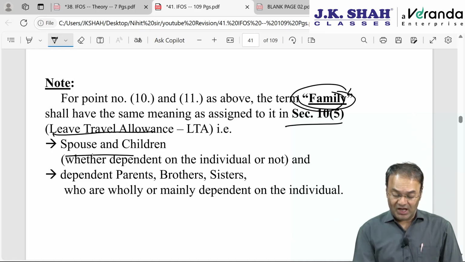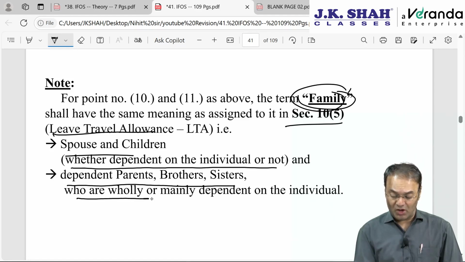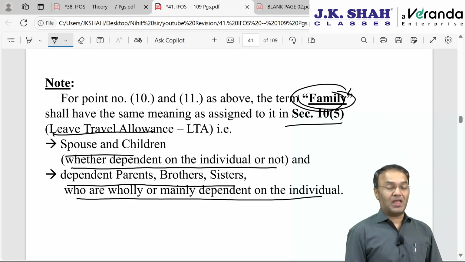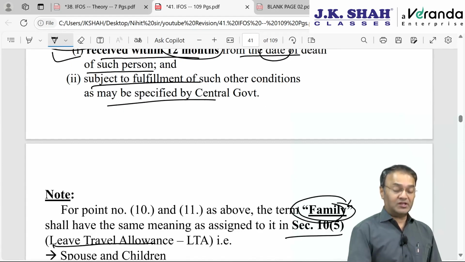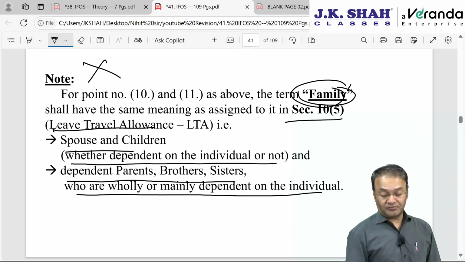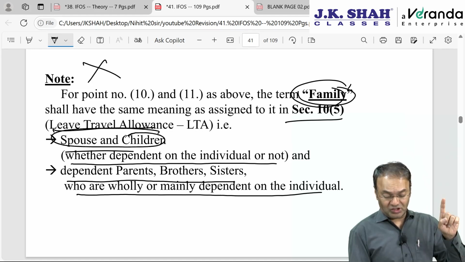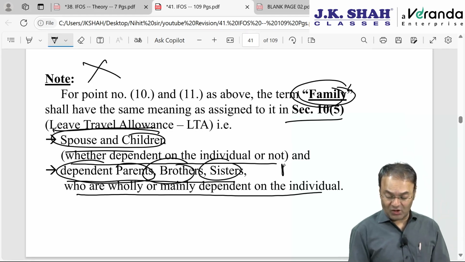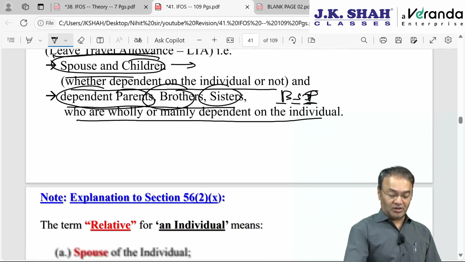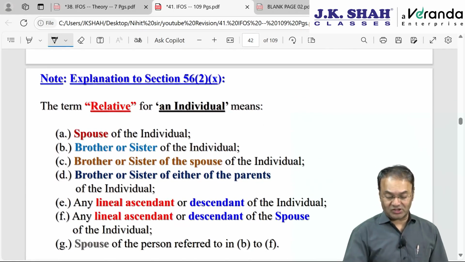It shall include spouse and children, whether dependent on the individual or not, and dependent parents, brother, sister who are wholly or mainly dependent on the individual. Relative, for the purpose of claiming this exemption with regard to COVID-19 related amount. Who all are the exceptions? The exception is in the form of the definition of family. Family would include spouse, children, dependent parents, dependent brother, dependent sister. I call it Bahujan Samajwadi Party, BSP: brother, sister, parent, spouse, children. Okay. Now the explanation to section 56 subsection 2.